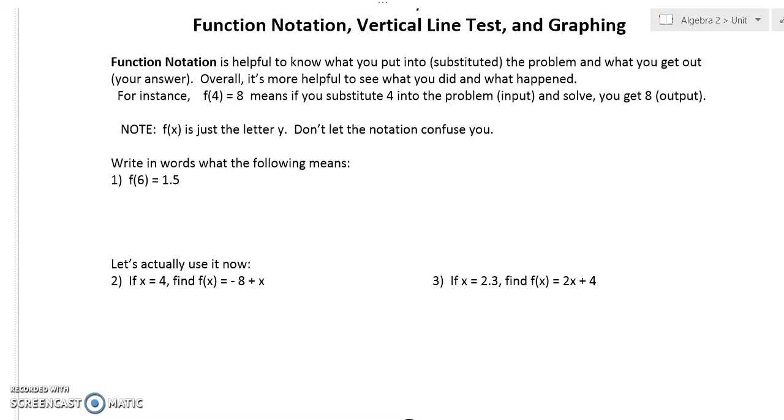Good morning, everybody. We are going to be talking about function notation, vertical line tests, and graphing in today's video. So get ready for all this information that you already know that we're just going to put together.